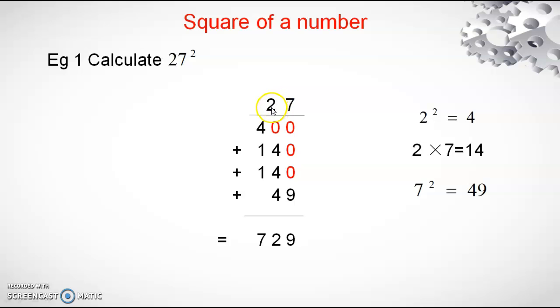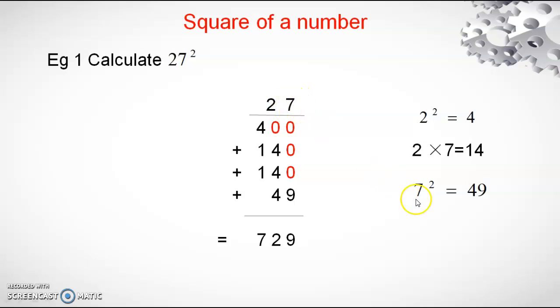Now multiplication of these two digits, 2 and 7. 2 and 7's multiplication is 14. So write this 14 twice. In second and third row you write multiplication of 2 and 7. And in last row you have to write square of 7.